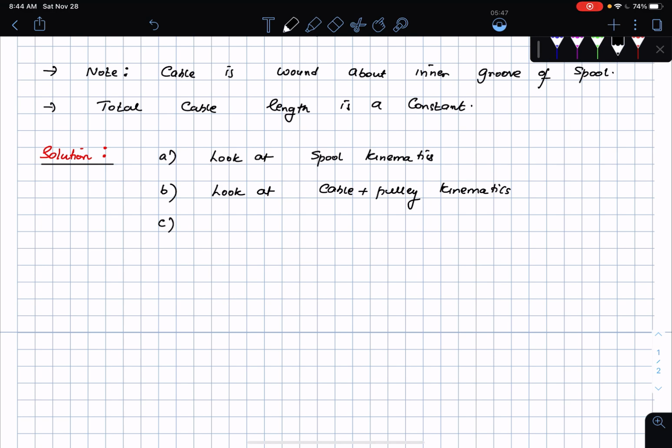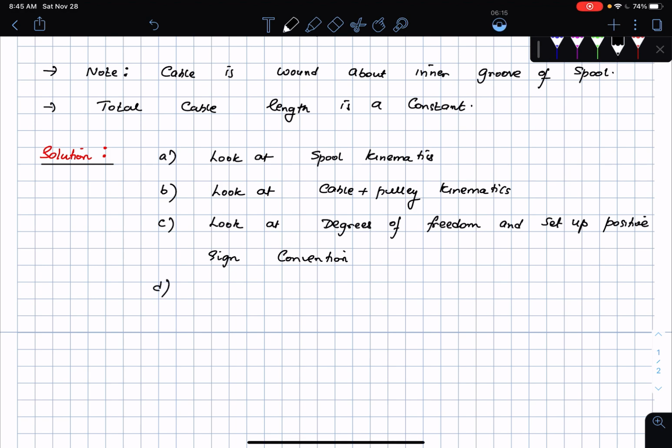Then the third thing is look at degrees of freedom and set up a coordinate frame and so on. Okay, positive sign convention. Okay, then my next step is free body diagrams of the springs and the dampers.